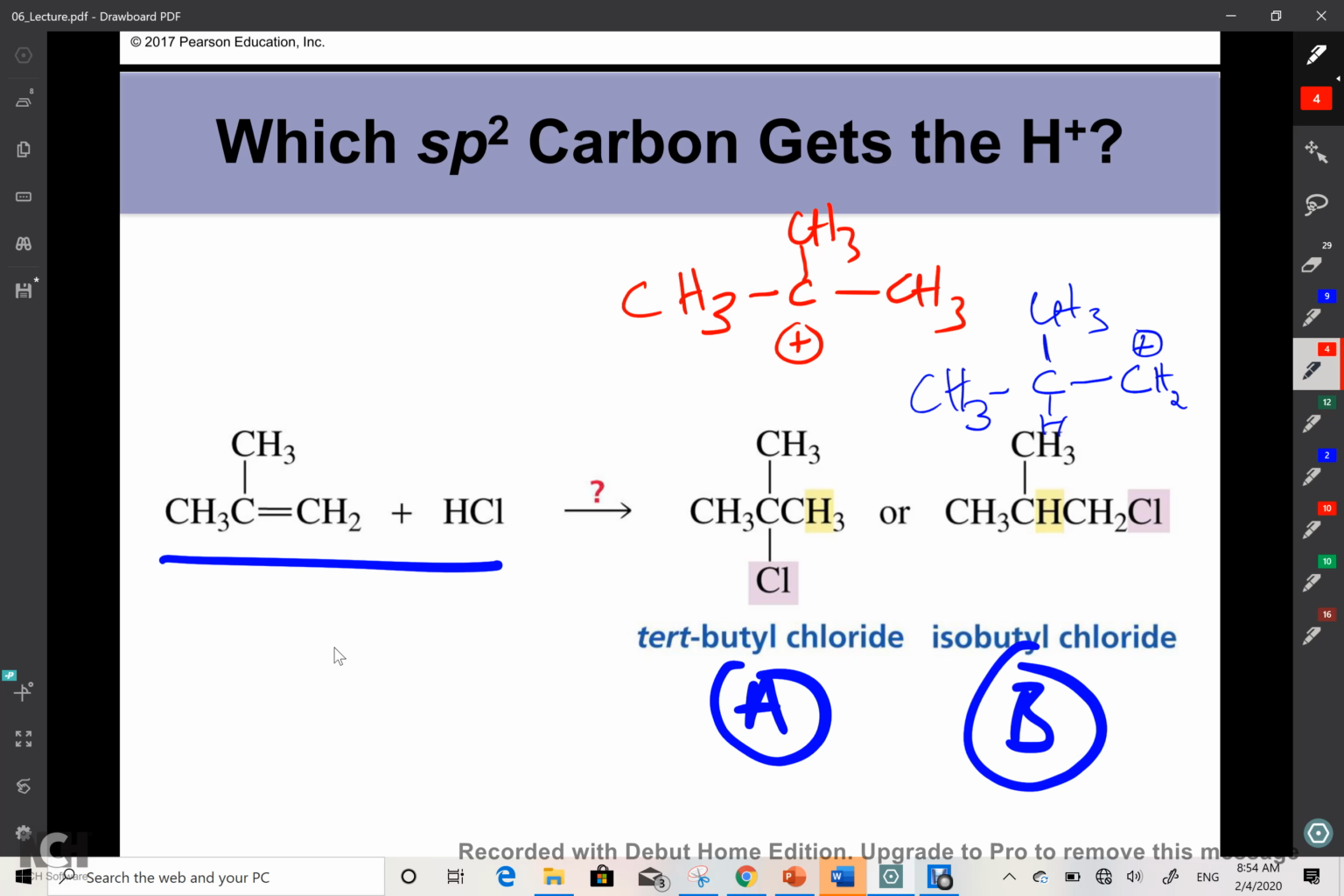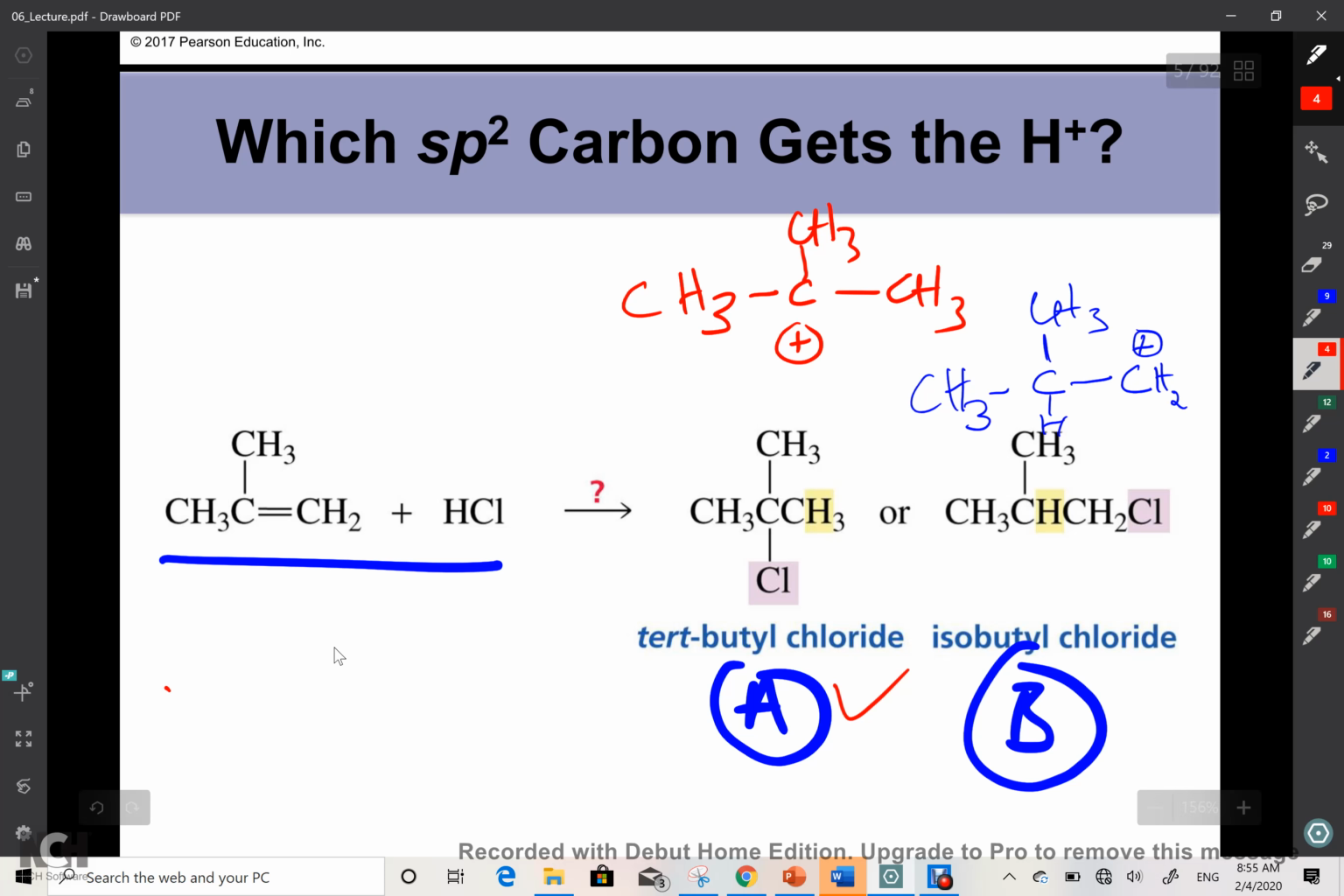So now you guys can tell me which of these products, A or B, will be the major product. Okay, so chances are that product A would be the major product of this reaction. That's the way I want you guys to think about this problem. So product A would be the major product because it goes through a stable intermediate, which is a tertiary carbocation. Does that make sense?